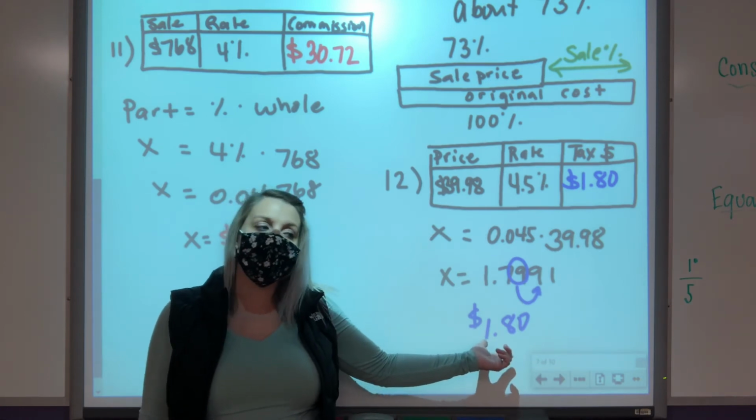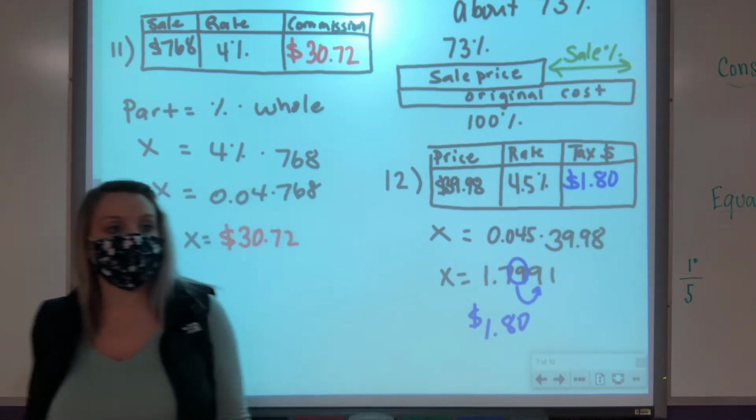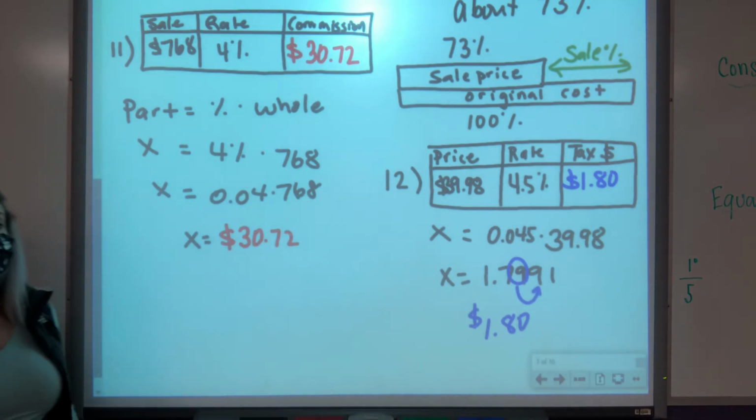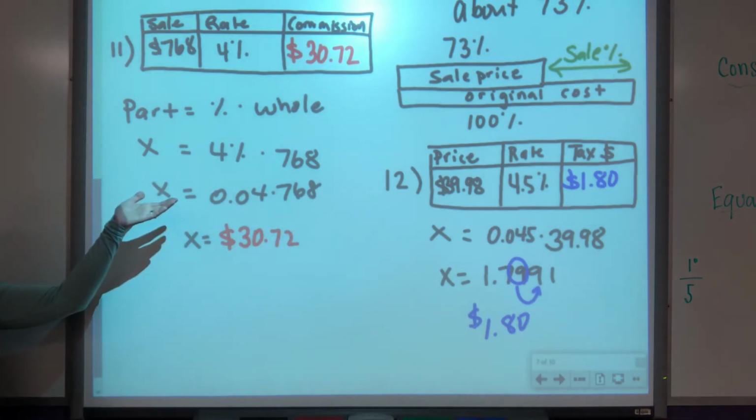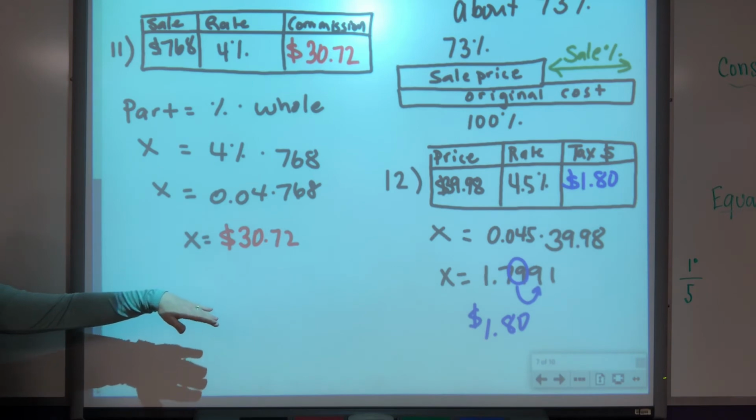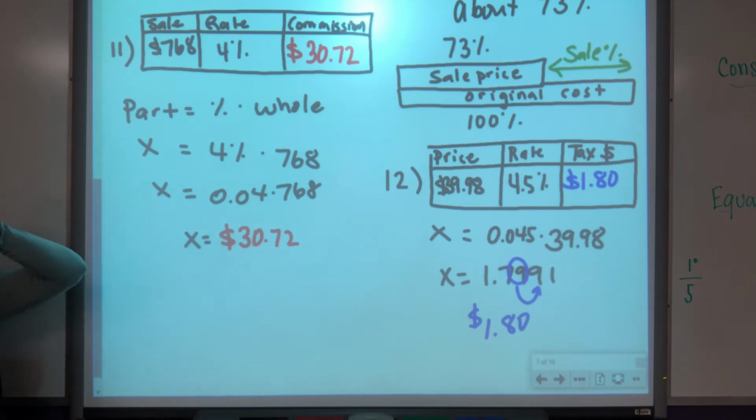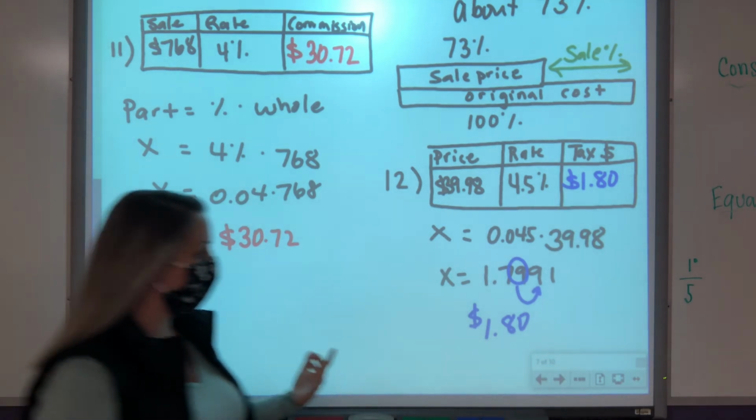What if I'm asking you for your total? Then you add the sales tax and the price. Very good. So we take $39.98 and add it to $1.80. Okay, so there's two questions that are being asked. Make sure you're reading the question thoroughly so you understand what the question is asking you.